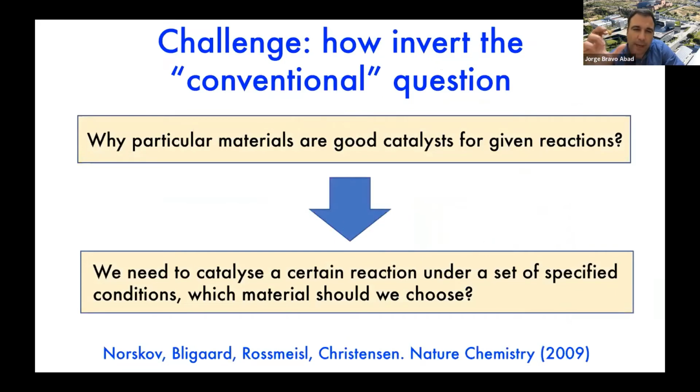You need actually to invert the conventional question that domain experts in the field have been asking themselves for a long time. The conventional question was, or is actually, why particular materials are good catalysts for given reactions. The different question is: imagine that we need to catalyze a given reaction under a specific set of conditions. Which material should we choose? It's kind of an inverse design problem.